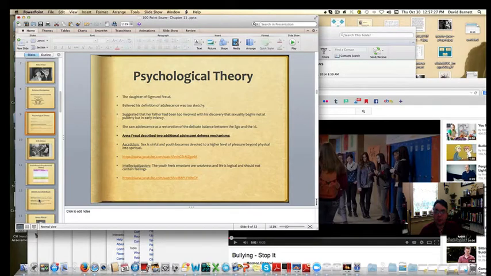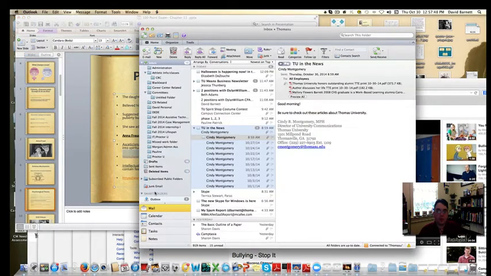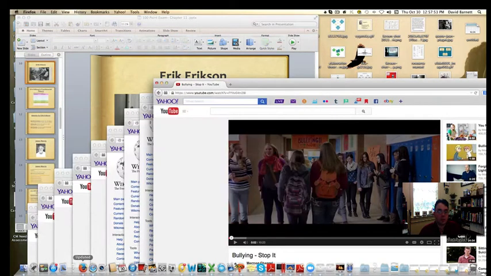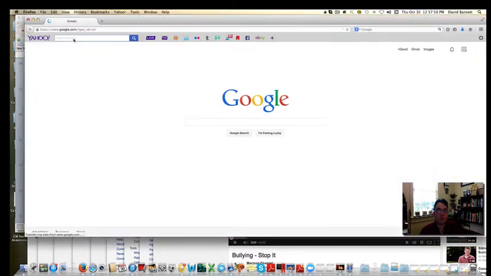Anna Freud described two additional adolescent defense mechanisms. One, asceticism, which is sex is sinful, and youth become devoted to a higher level of pleasure beyond physical or spiritual. Now, that PowerPoint I did not have available. I apologize. I didn't see that one, so I'm going to have to pull that one up. Let's quickly pull that one up, because it's not one that was in the order.